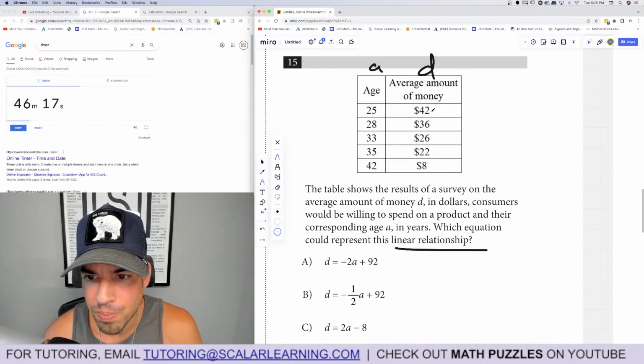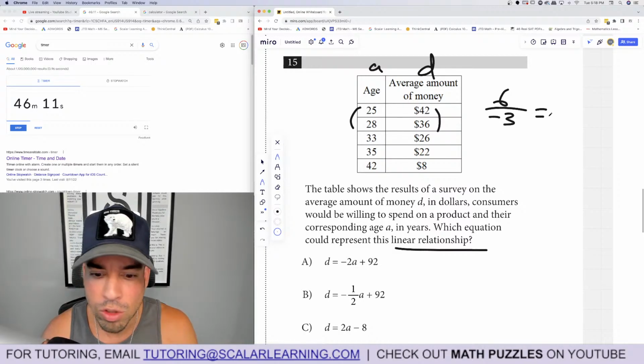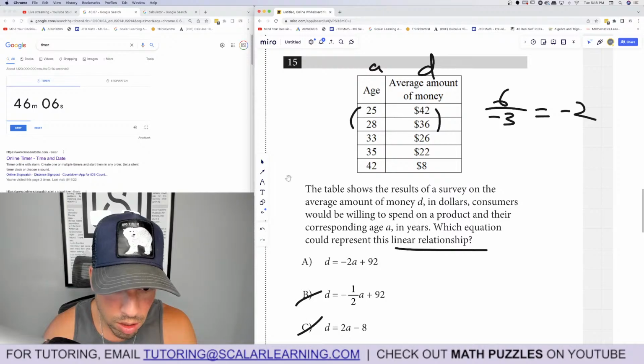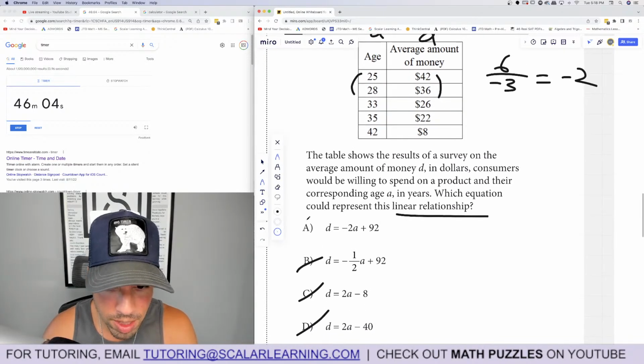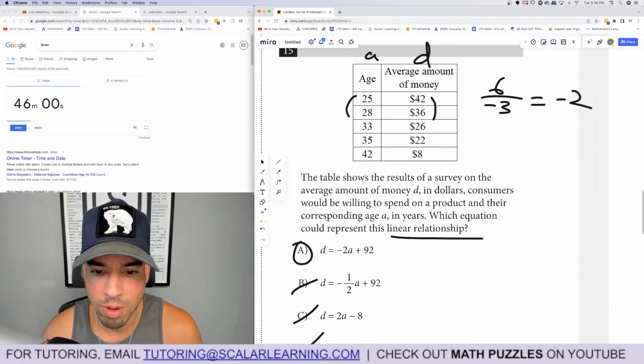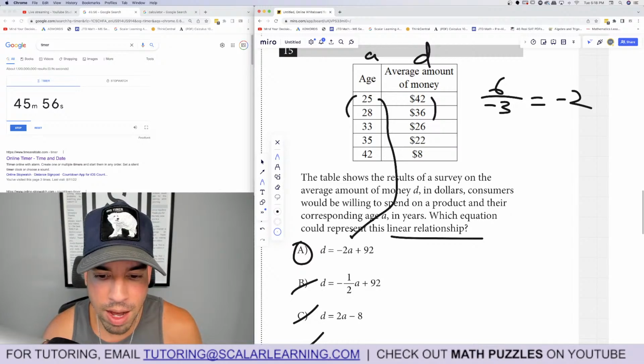Let's calculate the slope. So let's subtract down. 42 minus 36 is 6. 25 minus 28 is -3. So the slope is -2. So you're out, and you're out. So it's got to be A. But we're not just going to move on so quickly. We're going to double check, right? Plug in 25.